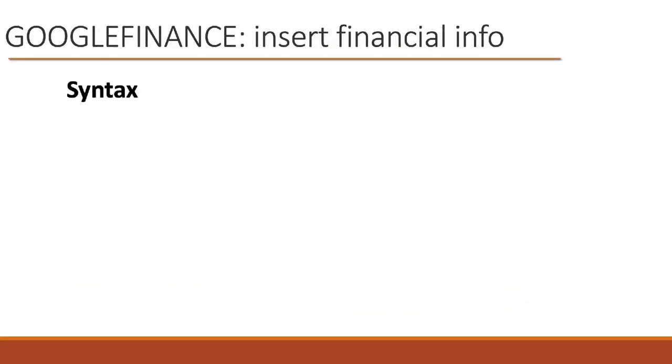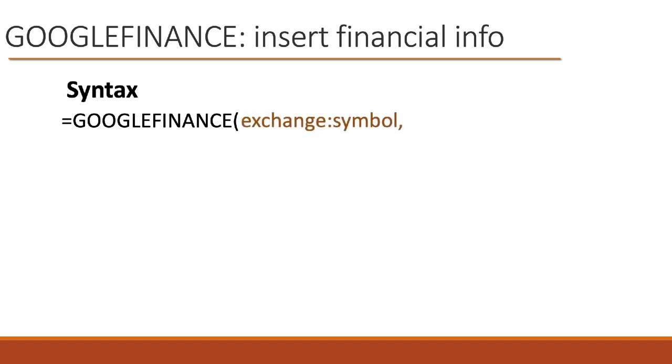Let's start by looking at the syntax. We say equals GoogleFinance, so that's one word, there's no spaces, no punctuation or anything. Open up the parenthesis, and we have several arguments. The first argument is the name of the exchange, a colon, and then the symbol we're looking for. So, for example, if we want to find IBM, we would say NYSE, because it's on the New York Stock Exchange, colon, IBM, the ticker symbol. Okay, then we have a comma. Then the rest of the arguments are optional. That's why we have them in brackets.